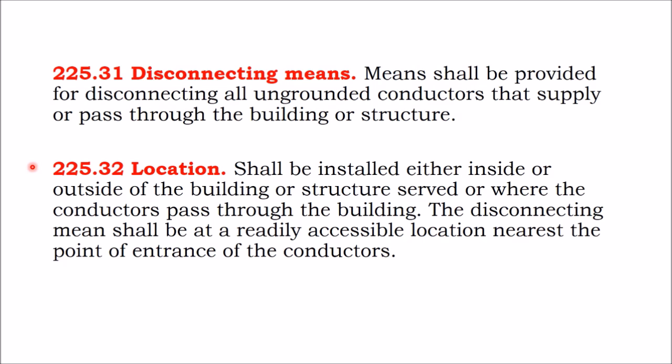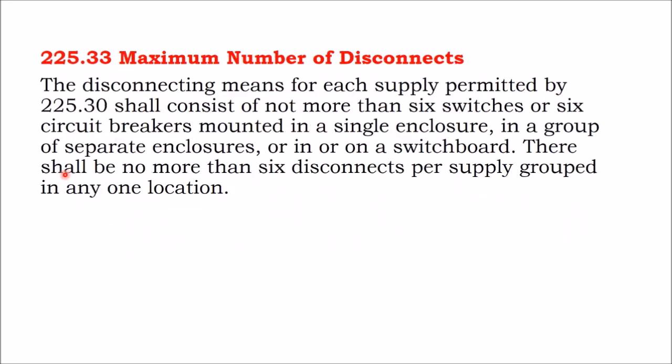And these disconnects for feeders shall be installed inside or outside the building or structure wherever they pass through the building. The disconnecting means shall be readily accessible at the nearest point of entrance. So I suppose if you had the most persnickety inspector in the world, they might want you to put a disconnect at every location every time any power line goes through the building. That's not been my experience. The utilities just want to see that external disconnect outside the building right next to the electric service.